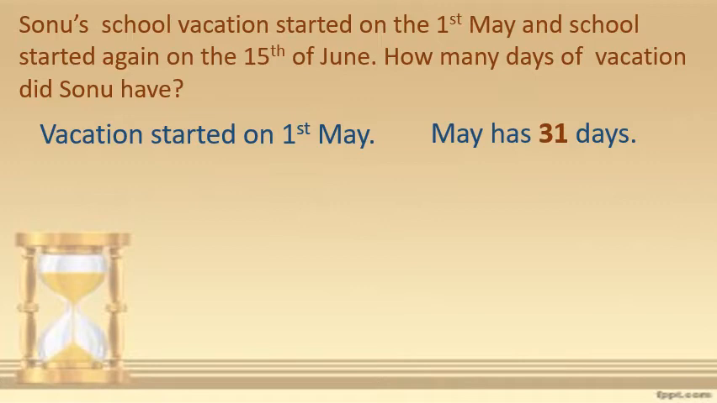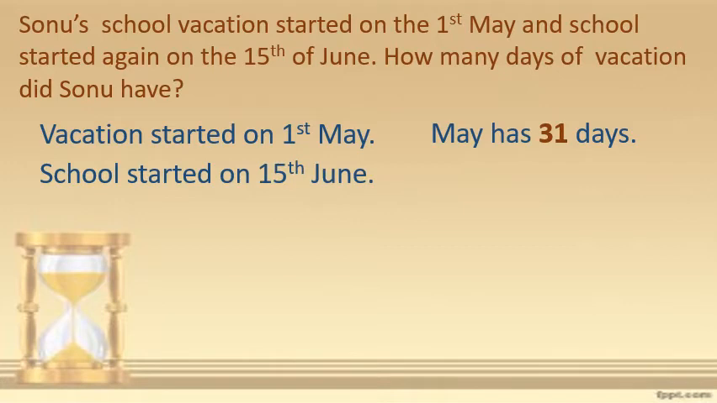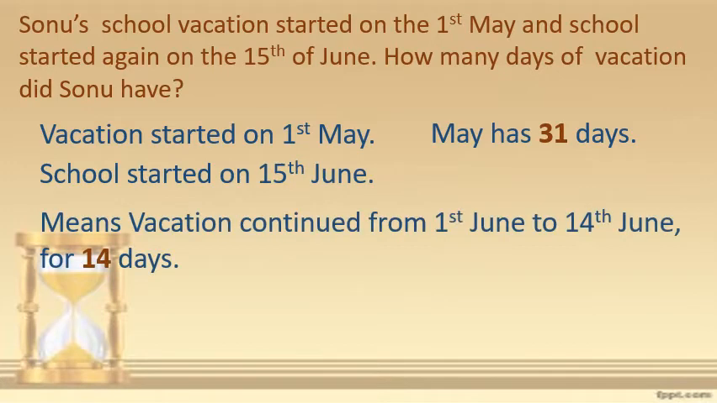Now see here up to 15th of June. Correct? Means up to 14th of June she has holidays. And on 15th school reopened. Isn't it? So we will write here school started on 15th June. Means vacation continued from 1st June to 14th June. That is for 14 days. Isn't it? In June also she enjoyed 14 days holidays. And 15th June was reopening day.